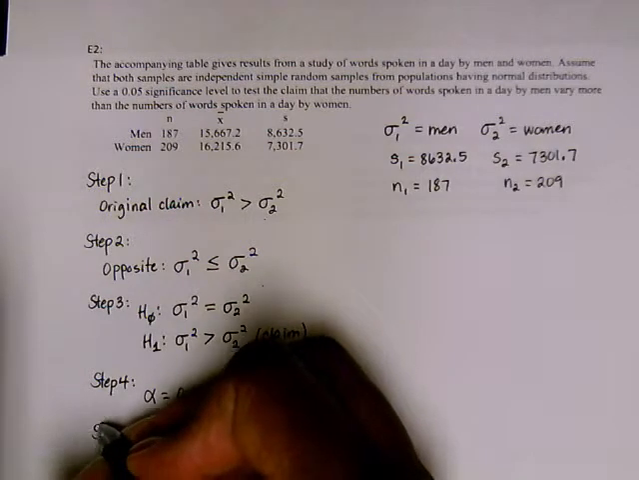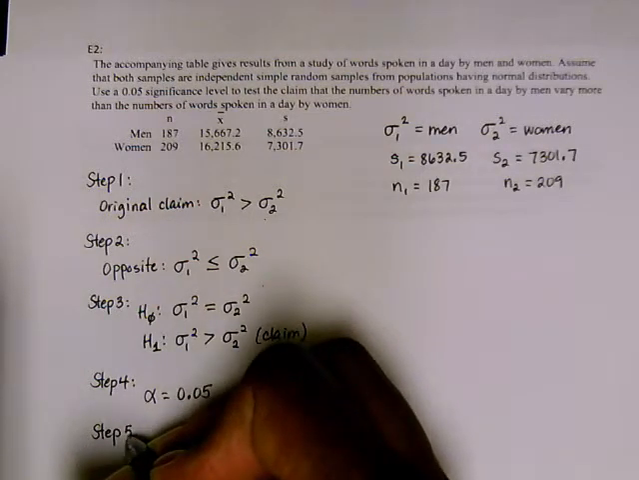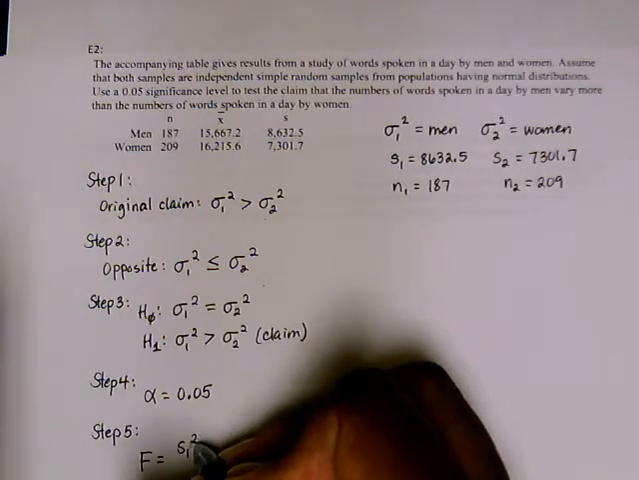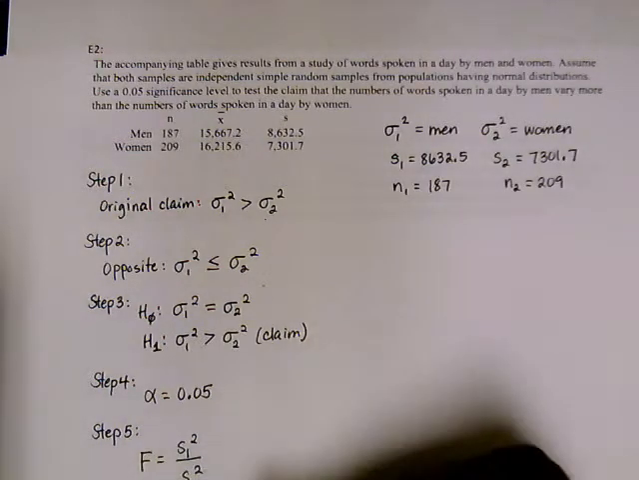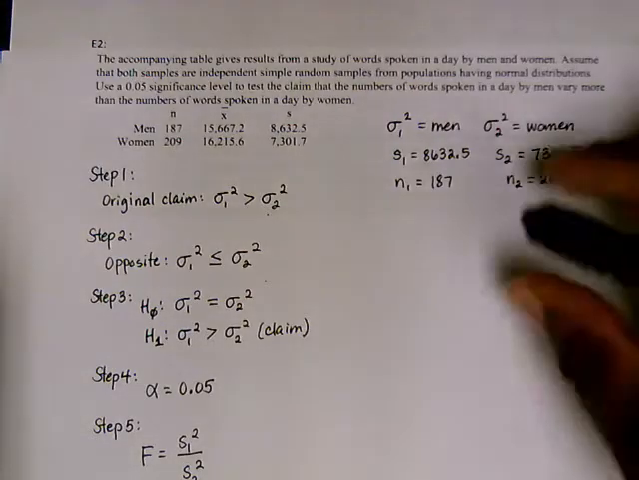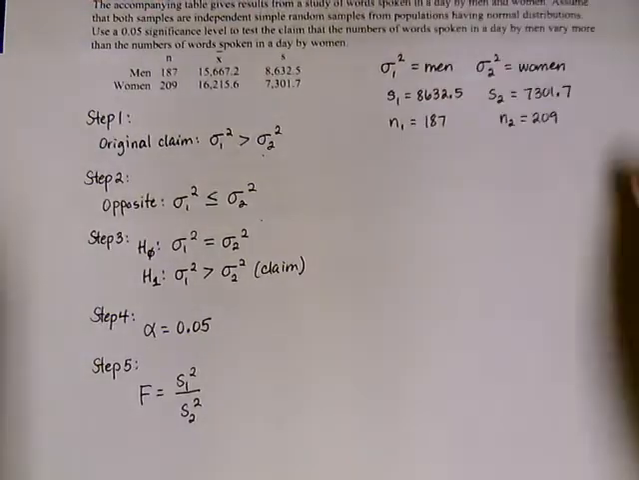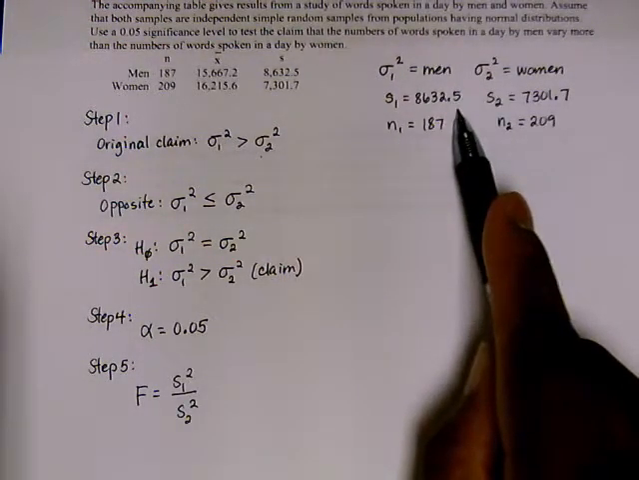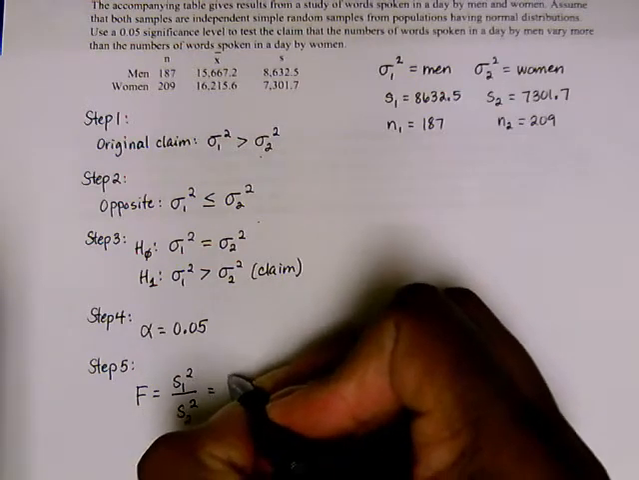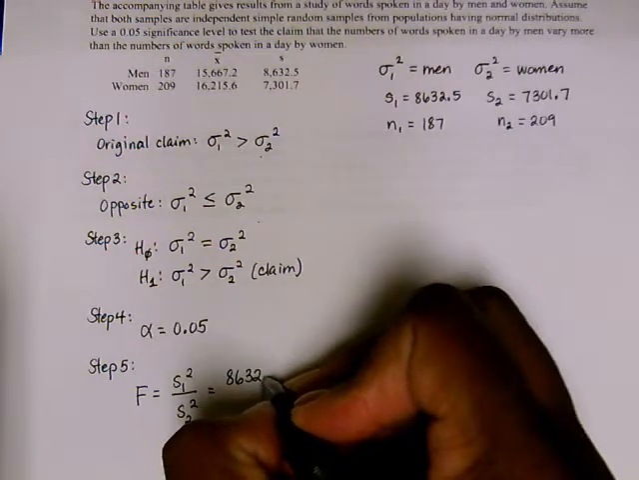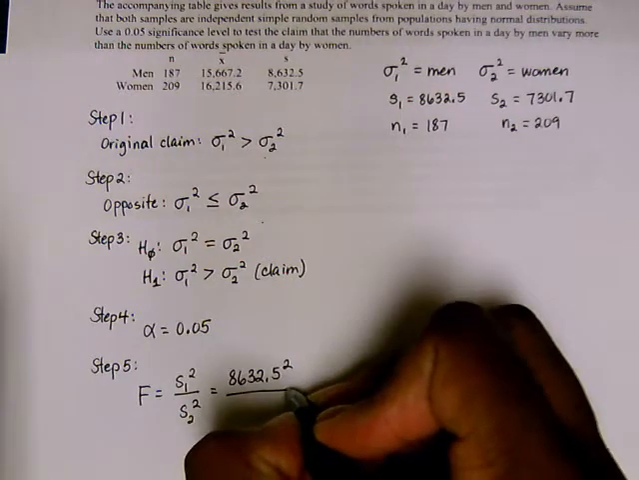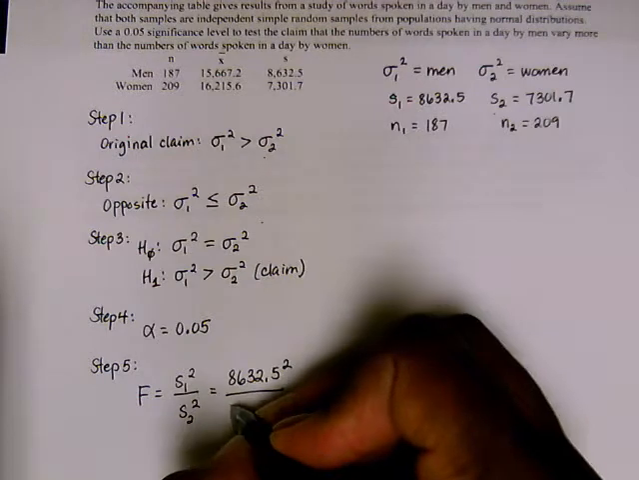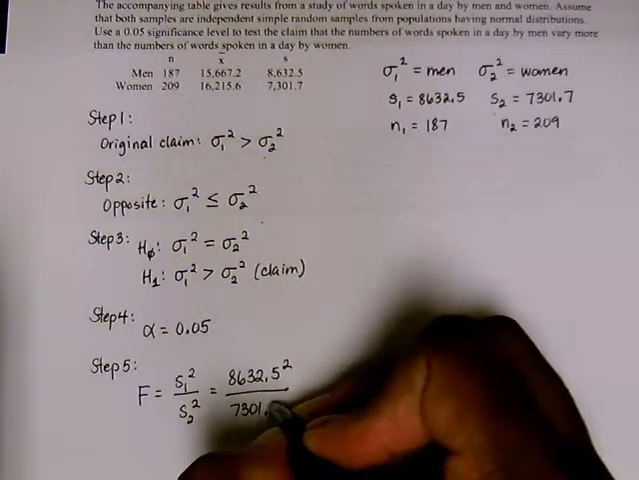And then step number 5 is calculating the test statistic using F is equal to S1 squared divided by S2 squared. Now we're only given the sample standard deviation, so that means for the sample variance we have to square it. Our S1 in this case is 8,632.5. So here the numerator will be 8632.5, and that's squared. That's divided by S2, that's 7,301.7, and that's squared.